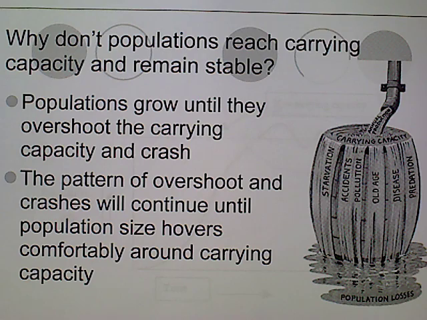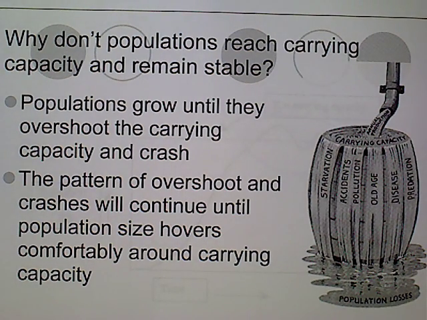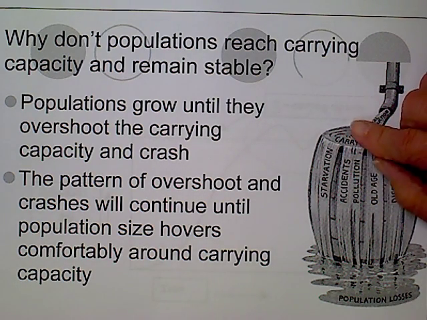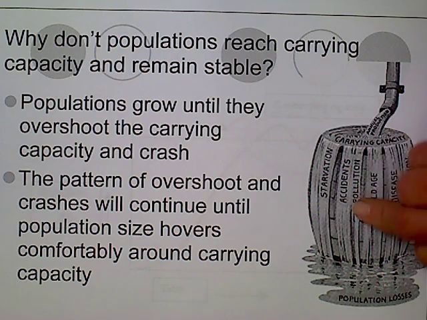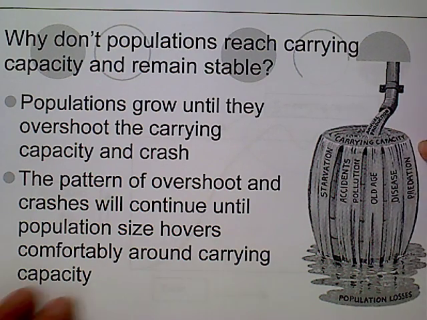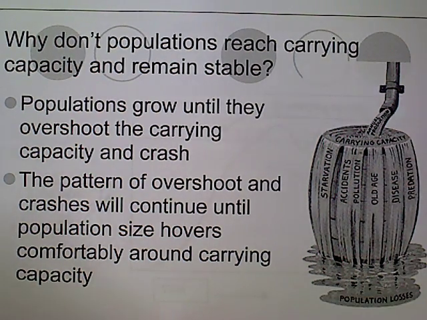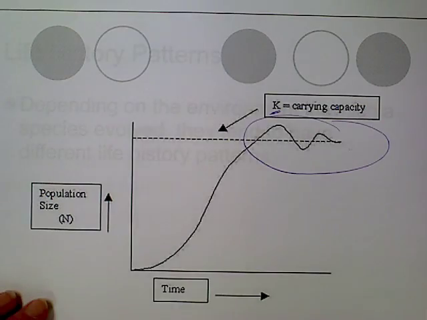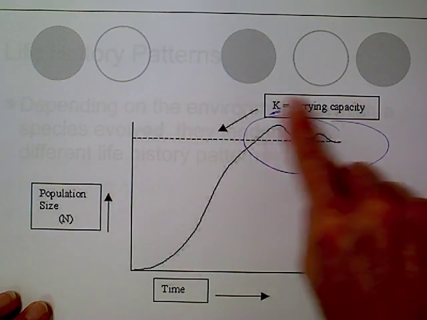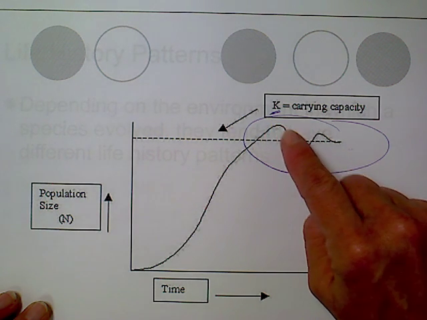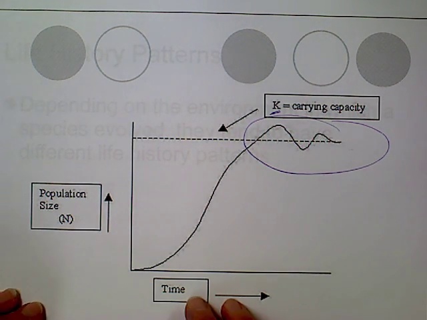The reason it's going to hover around that line is that populations tend to overshoot their carrying capacity and then they crash back down. And this pattern of overshooting and crashing will continue until it hovers right around that area. Some of the factors that can cause that to happen are starvation, accidents, pollution, old age, disease, and predation. It's all going to affect where that carrying capacity is. Here's a great example of a graph of carrying capacity, where we overshoot and we crash, overshoot and we crash. And that's how it works based on the environmental factors.